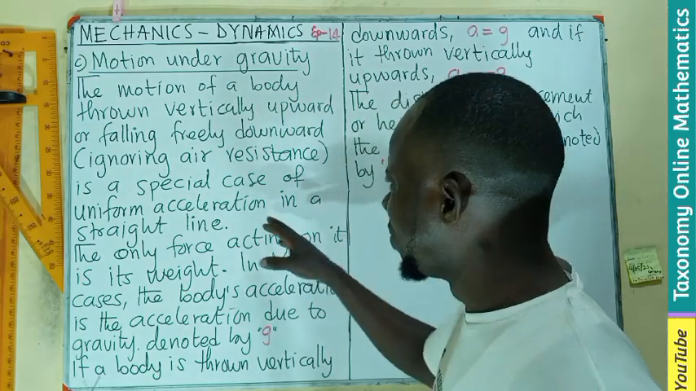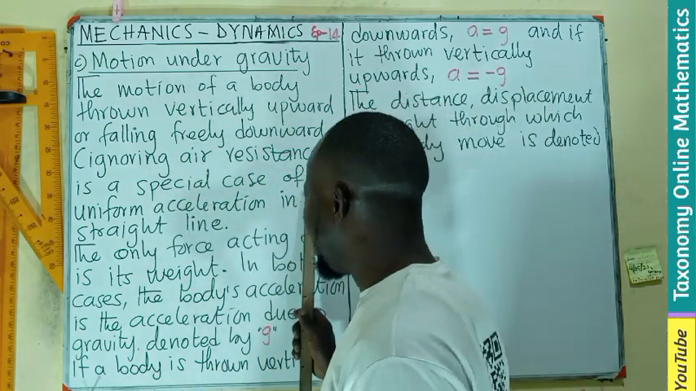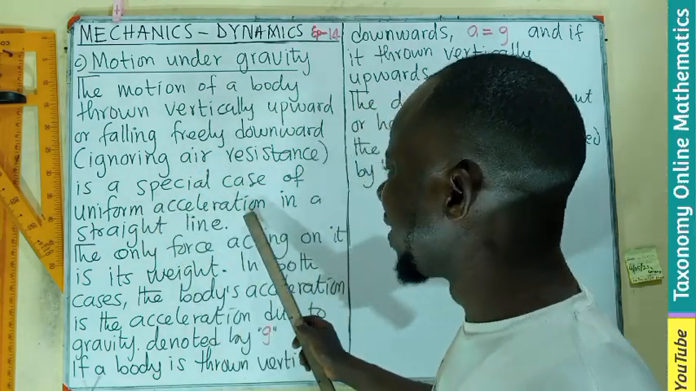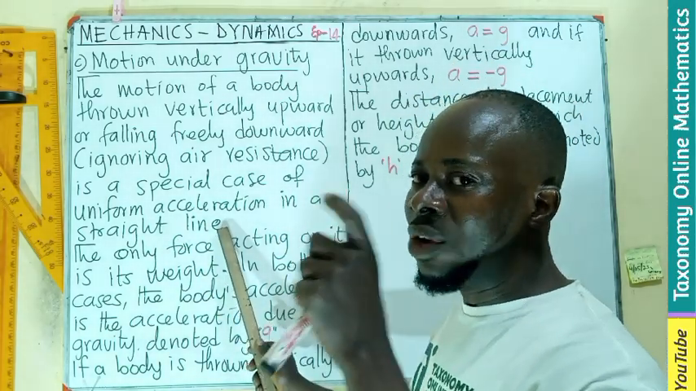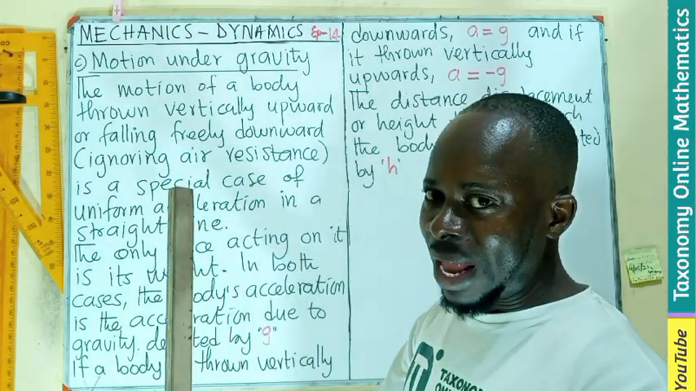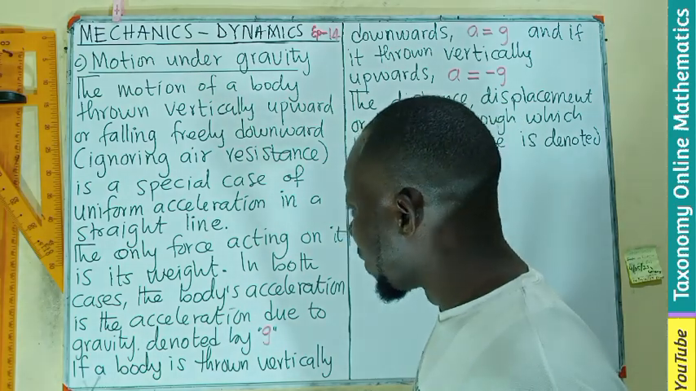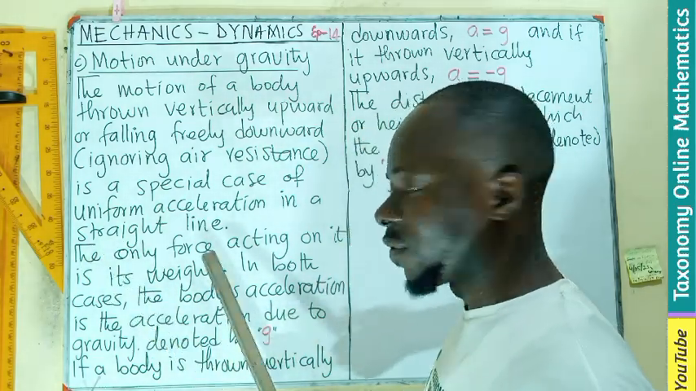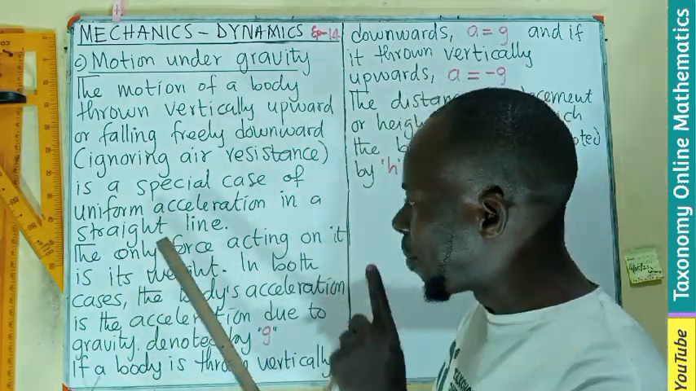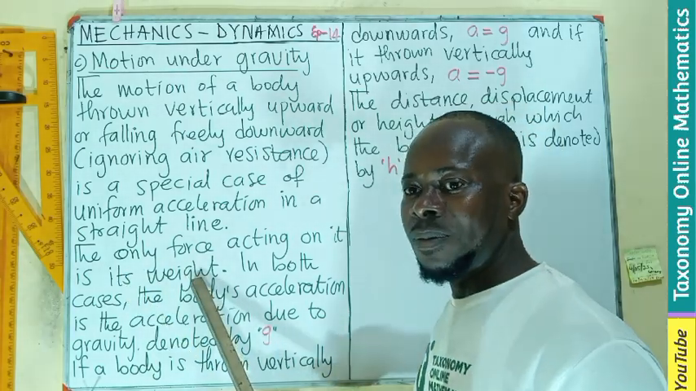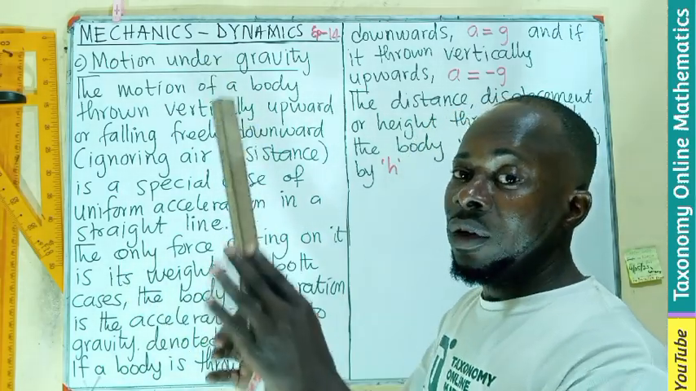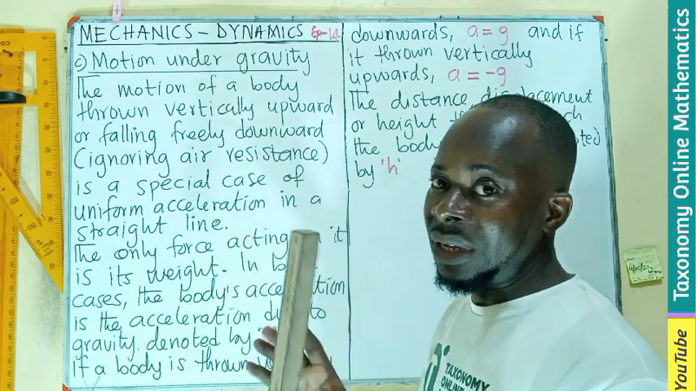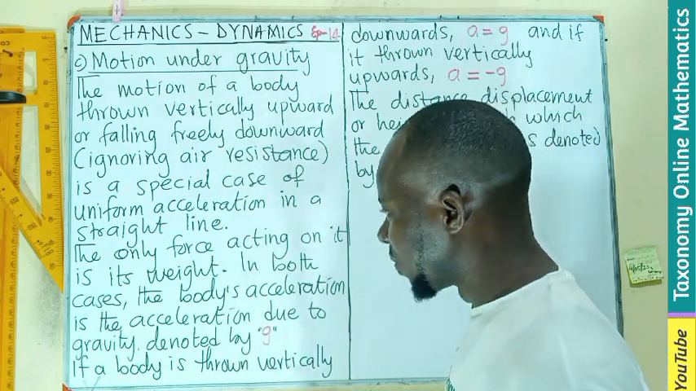All right, so that makes it a special case of uniform acceleration in a straight line. So the equations of motion will still be applied. Let's see the continuation. The only force acting on that body is its weight. If we are ignoring any other resistance, we are only saying the force acting on the body is the weight of the body. That's the only force.